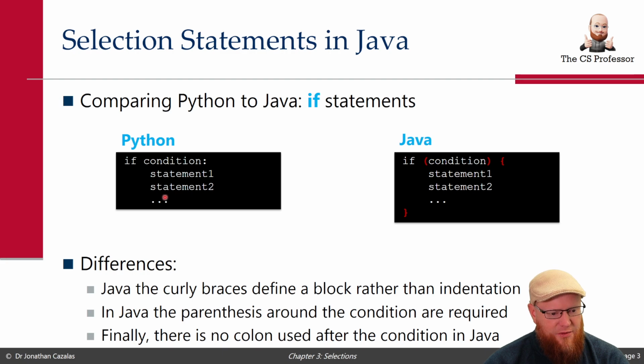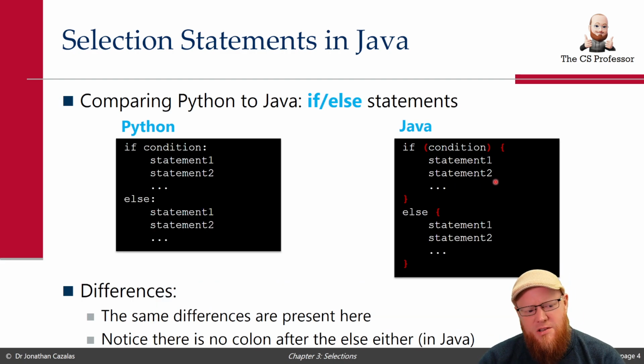So all of this block of code, statement 1, statement 2, which is indented over in Python 4 spaces, well, in Java, it's still indented over to have good style, but that block of code, as we learned, is strictly understood to be inside this if condition based off of these curly brackets. We also see in Java that we have these parentheses that are used to encapsulate the Boolean expression or that condition. Here's an if-else statement, both in Python and in Java.